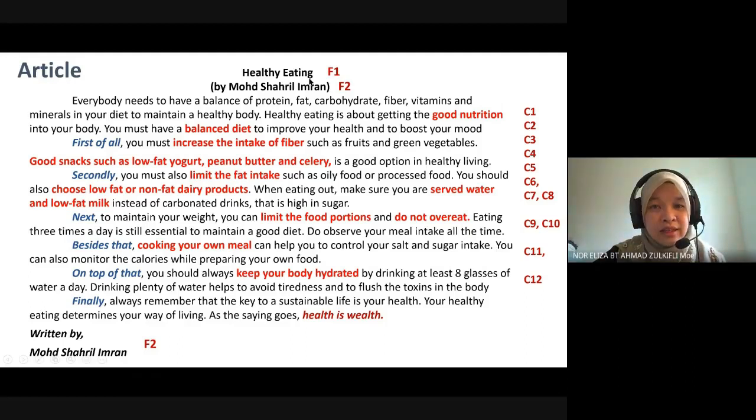This is the title, and then you look at F2. F2 can appear up here, by Muhammad Syaril Imran, or F2 can appear right at the bottom, written by Muhammad Syaril Imran. Why do you have different samples here? Because if you see different reference books, you have some which is right below the title, and some which is right at the end of the writing. Both are acceptable as long as you have your F2 in your article, which is very important because that is marks awarded for you when you have your F2.